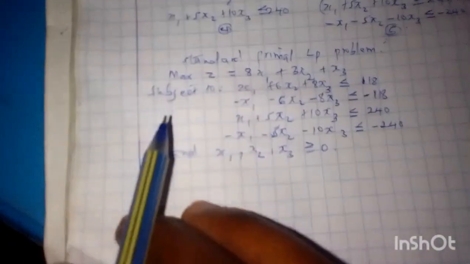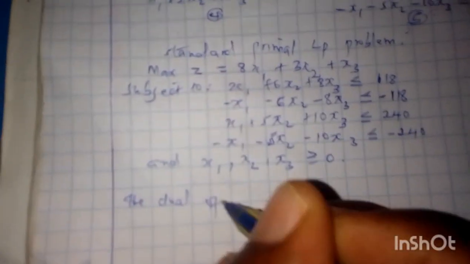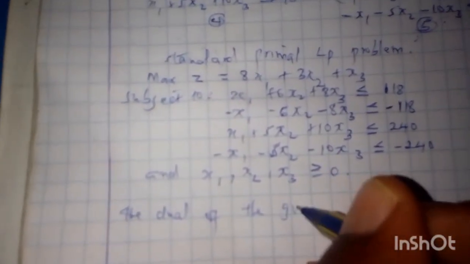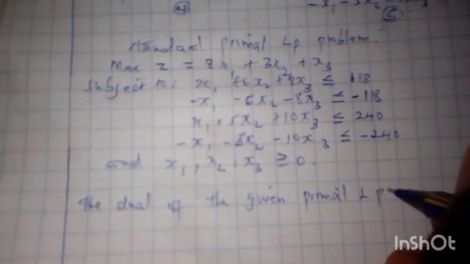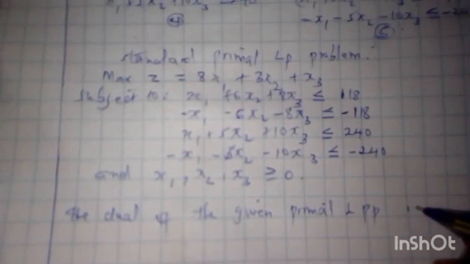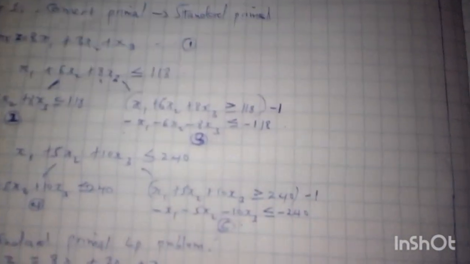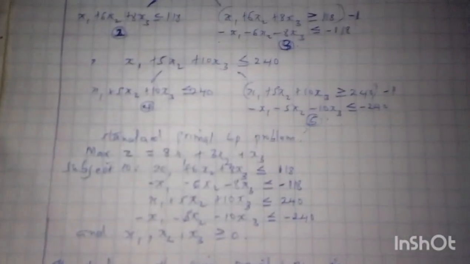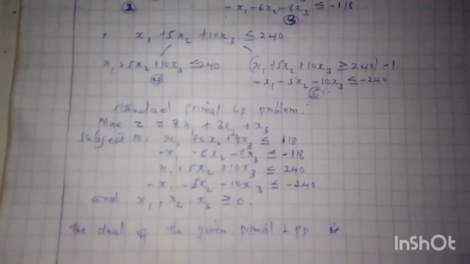So when converting to the dual, I can just write here first that the dual of the given primal LP problem is... So when converting to dual, we transpose row and column of constant coefficients. I will show you how to do that.